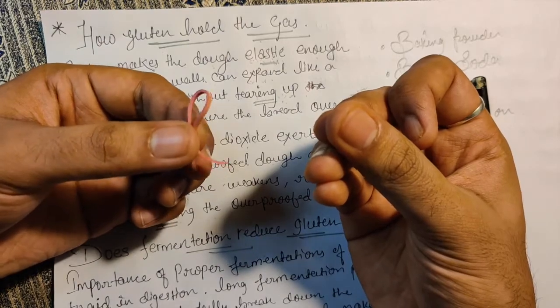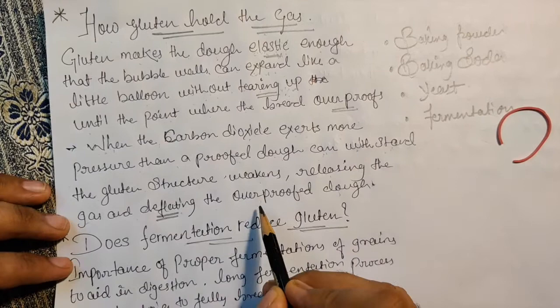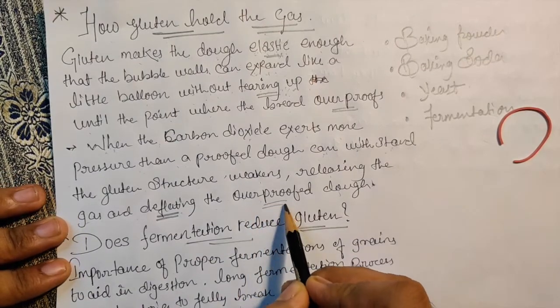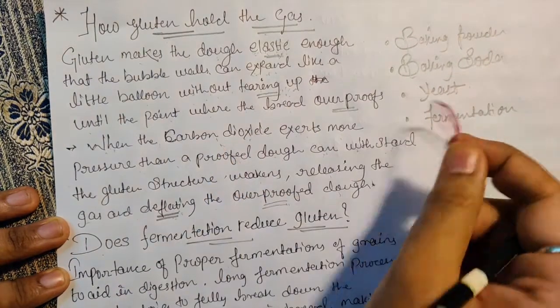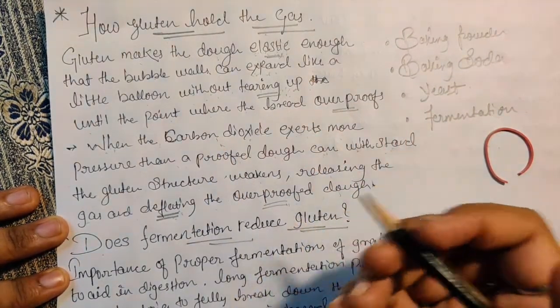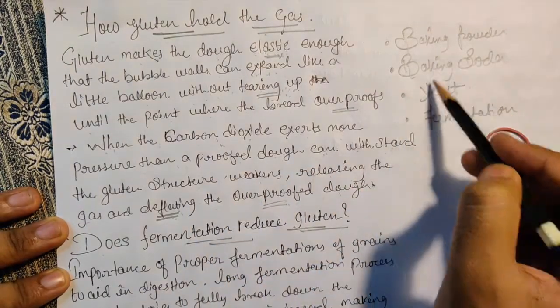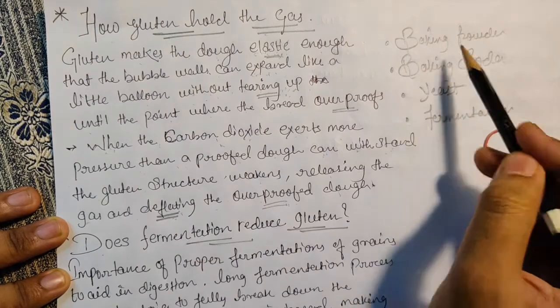I hope you guys are clear with this. This is very important to understand. We shouldn't overproof our dough, right? Because it will deflate. Clear with this topic? I hope this helps you to understand. If I had a balloon, it would be easier to understand. Well, here you can see the yeast, fermentation, baking soda, baking powder. These are all things that actually release gases.